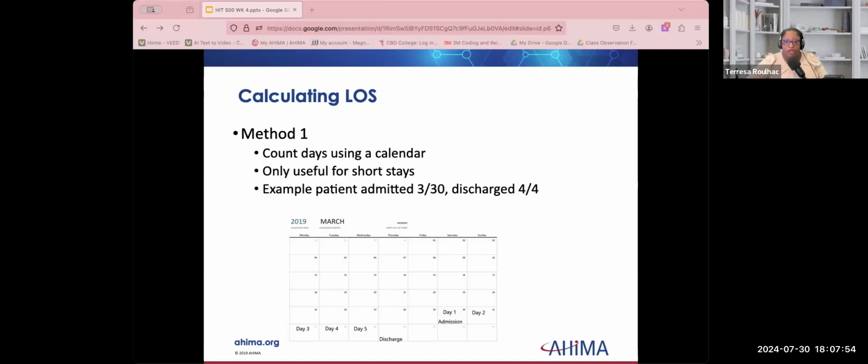Here's an example. A patient is admitted to the hospital on March 30th and discharged on April 4th. What is the patient's length of stay? Well, to calculate the length of patient stay, you can look at the calendar right in front of you to get the number 5. Discharge date does not count. So you get 1, 2, 3, 4, 5. We know they were discharged on this day. That's why I have discharged on the bottom. We're not counting that day.